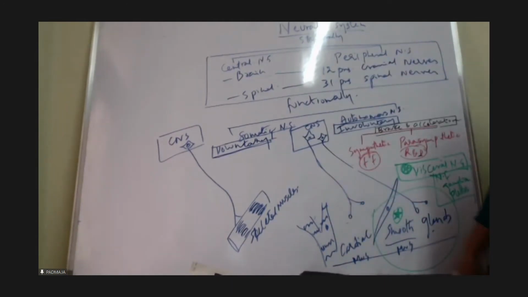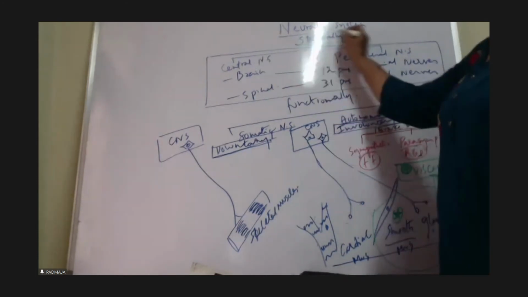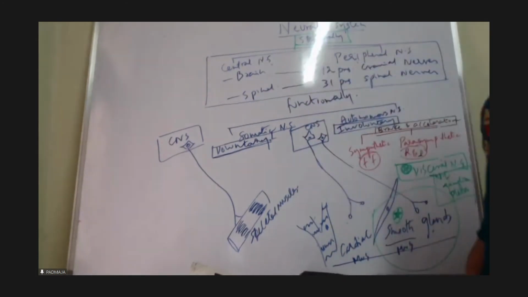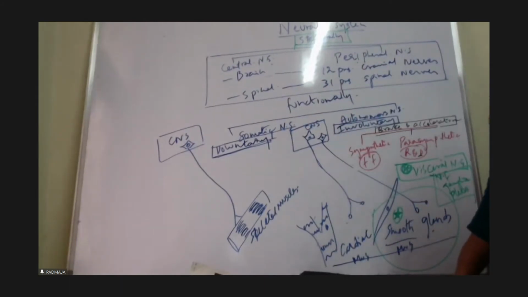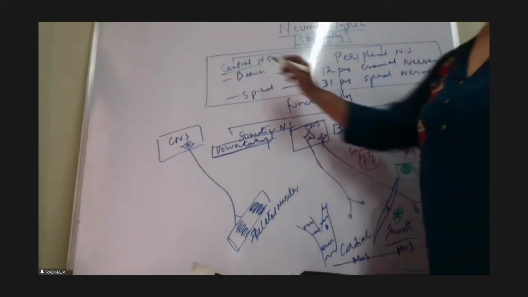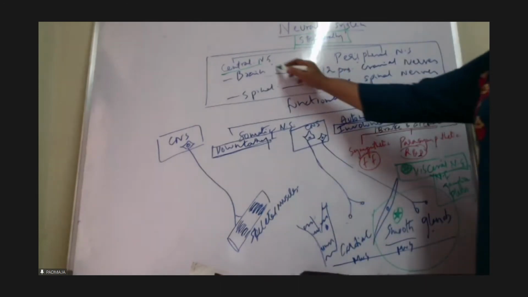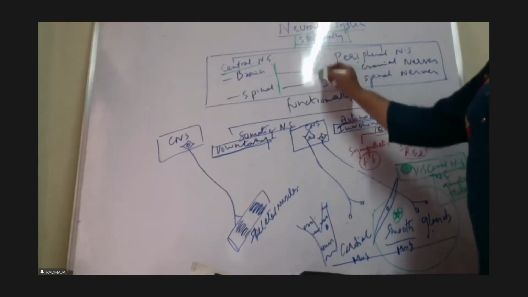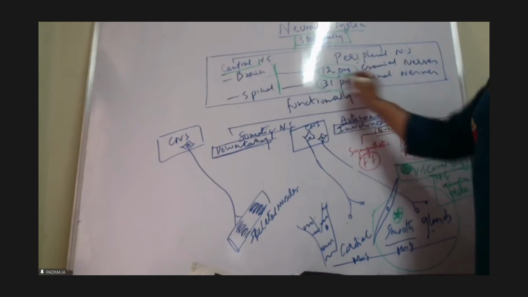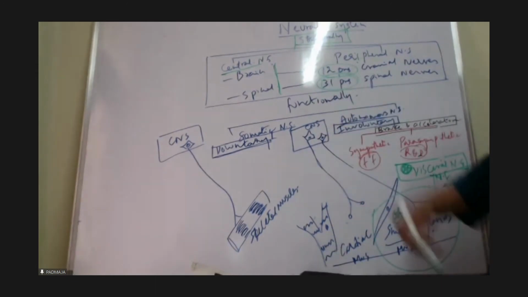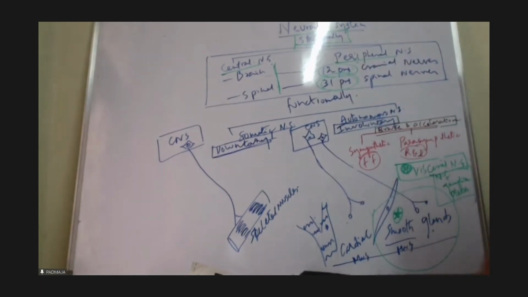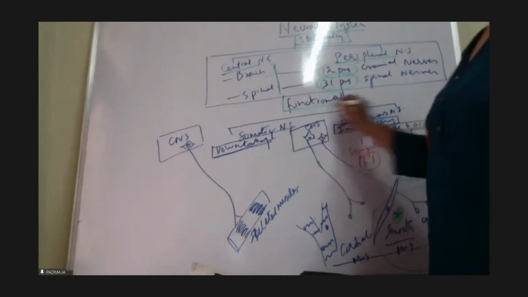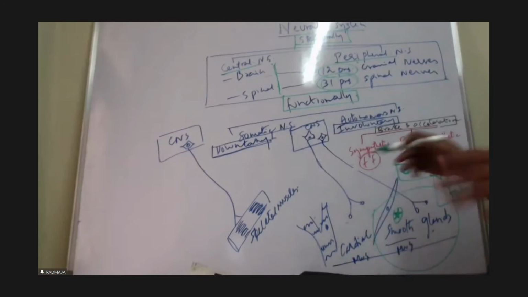Structurally divided into two, central and peripheral. You are studying it from school level, it's not new for you. Brain and spinal cord are central. All the nerves arising from the brain and spinal cord, 12 pairs of cranial nerves, and in humans 31 pairs of spinal nerves, they go out, so they are named peripheral. Functionally, if you observe, again two types.